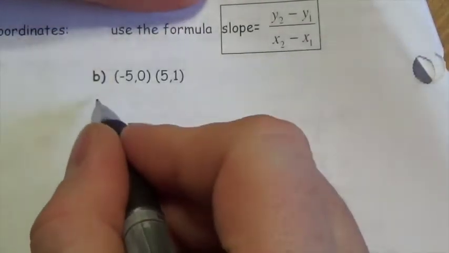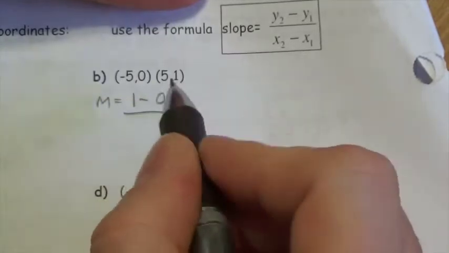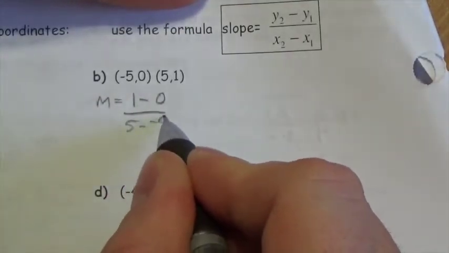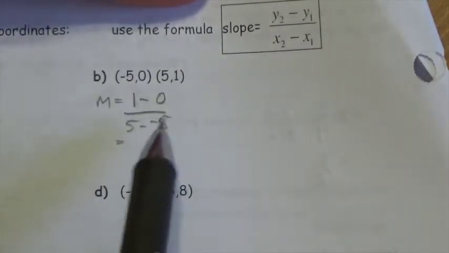Over here, slope is going to equal y2 minus y1. Well, I like that. I like subtracting 0. Over 5 minus negative 5. All right, see, right here. Oh, right here. This is so tempting.